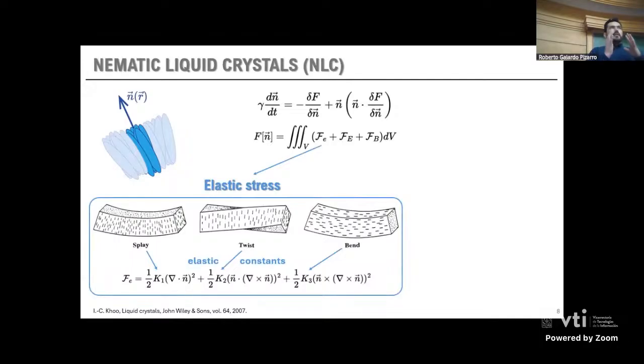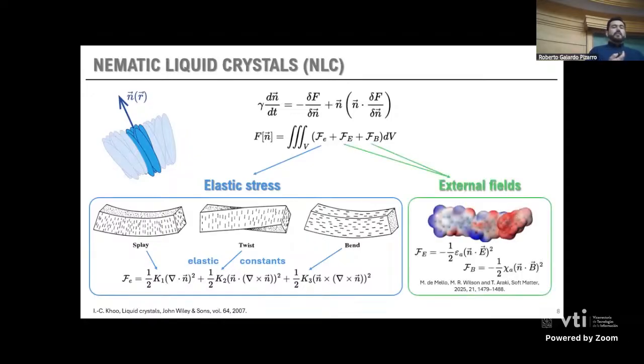So any deformation from this parallel orientation will generate an elastic stress that we can model as a change of energy in the material. We have three main different ways of deforming this material, so we have three terms in this energy for the elastic stresses. And we can also have an energy that comes from the interaction with external fields, as a consequence of the charge distribution of the electrons in the molecules of the material.